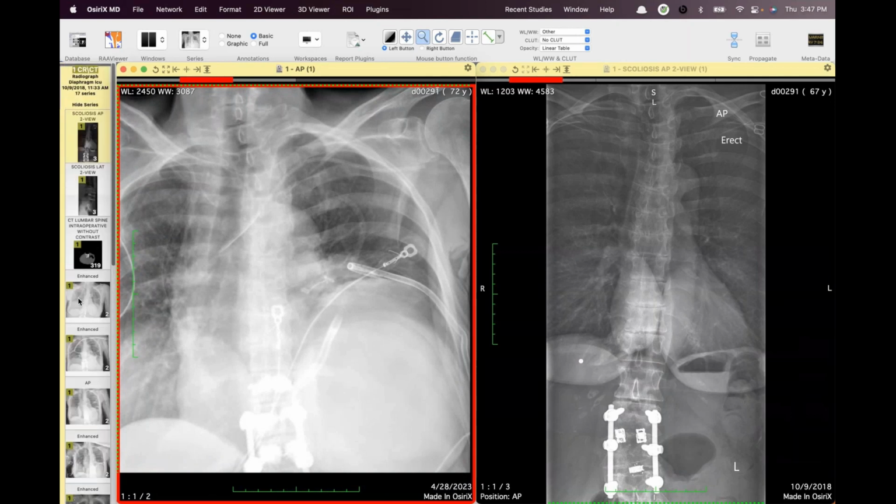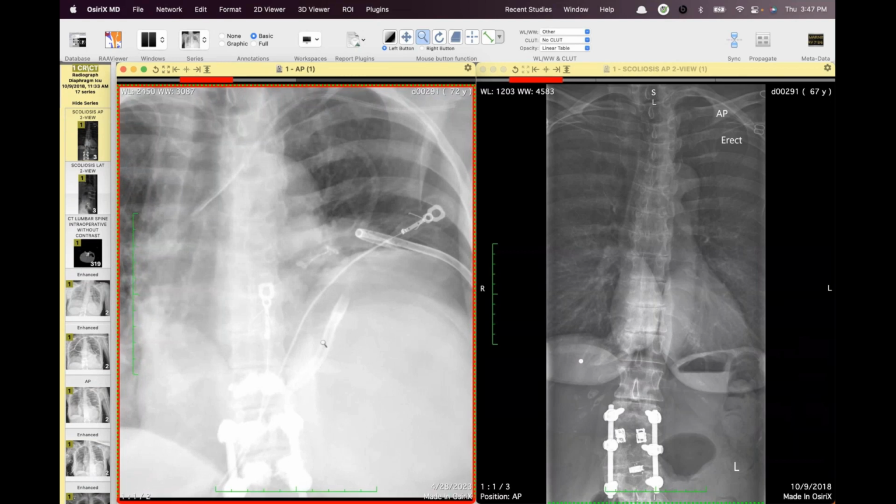What's that other device to the left of the spine? That is a drain. Okay. That's a superficial drain in their back. And so you can see they've extended the spinal fusion.